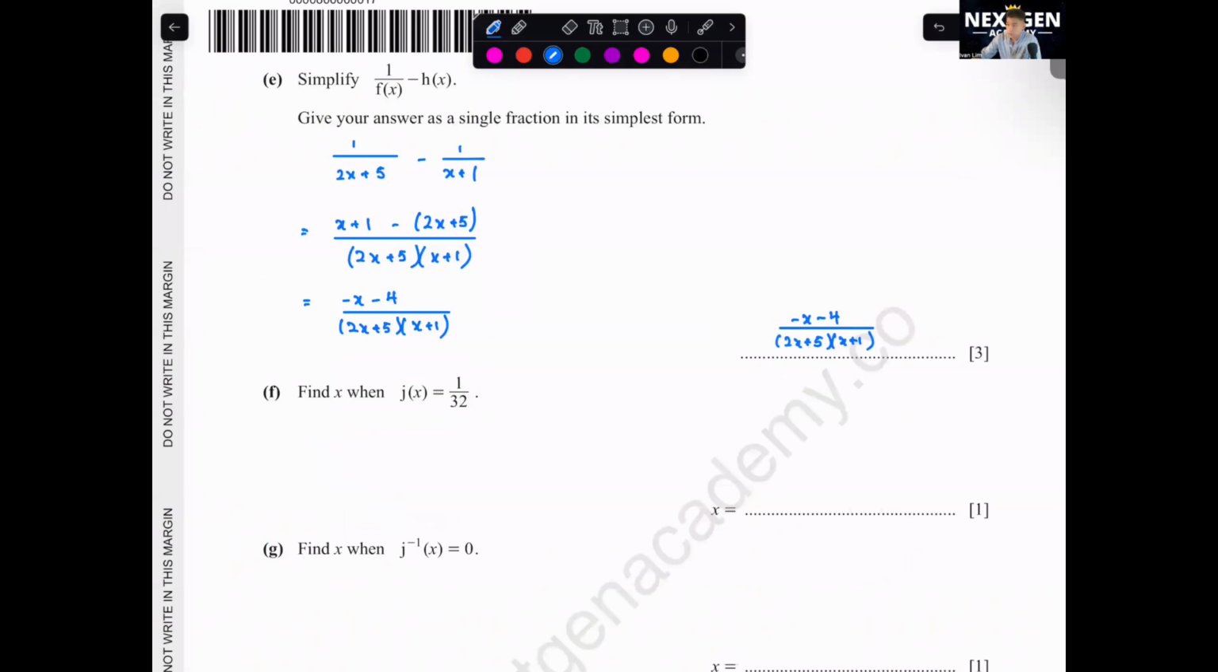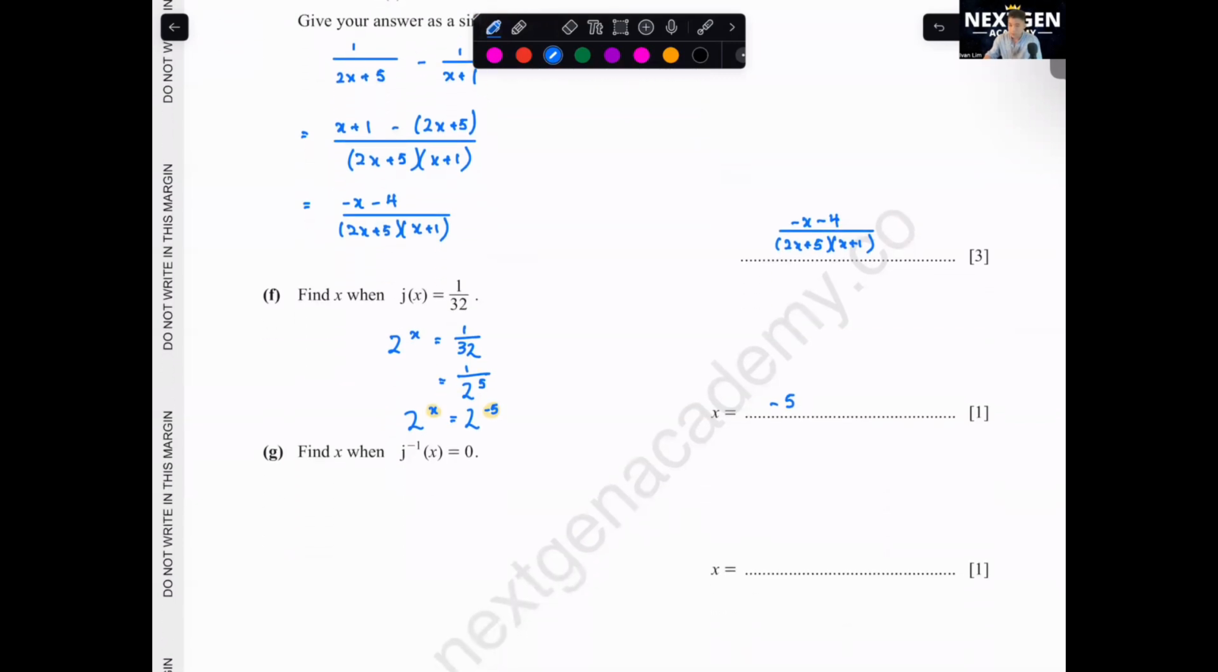Find x when j(x) equals 1 over 32. j(x) would be 2 to the power of x equals 1 over 32. When we want to solve for a power, we have to make the base the same. 32 is also 2 to the power of 5, so 1 over 32 we can rewrite as 2 to the power of negative 5. Then we just compare both powers with each other. So x equals negative 5.